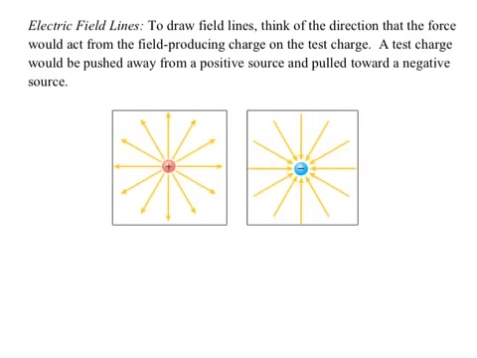So for electric field lines, to draw them, just think of the direction that the force would act from a field producing charge on the test charge itself. So, for example, a test charge would be pushed away from a positive source and it would be pulled toward a negative source. Positive charge, positive source, it's going to push it away. Positive charge out here with the negative source, it's going to pull it inward. So keep that in mind when you're going through your drawings of fields.